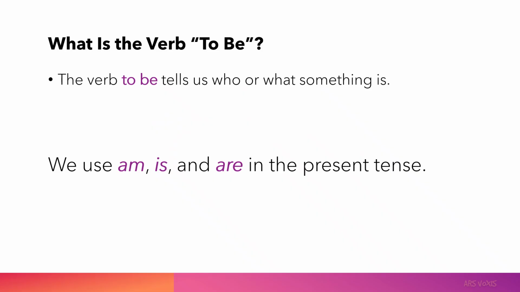What is the verb to be? The verb to be tells us who or what something is. We use am, is, and are in the present tense.